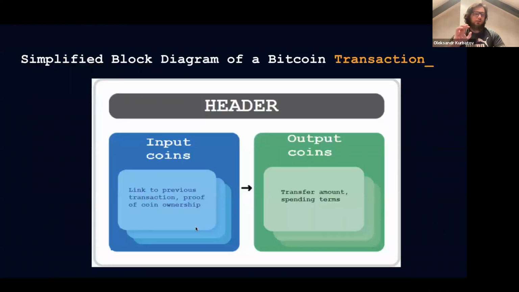Okay. Let's start with a simplified model of how a Bitcoin transaction looks. It consists of three main components. First, a transaction header that includes some metadata. Later we will explain what exactly is included in this header. Then input coins and output coins. Input coins include a link to previous transactions where this money was received, and proof of coin ownership. You should prove that you are the relevant owner of this money, plus some additional data. Later we will explain what the data is. And output coins include fields that define how much you're going to pay and how exactly the recipient of this money can take it.